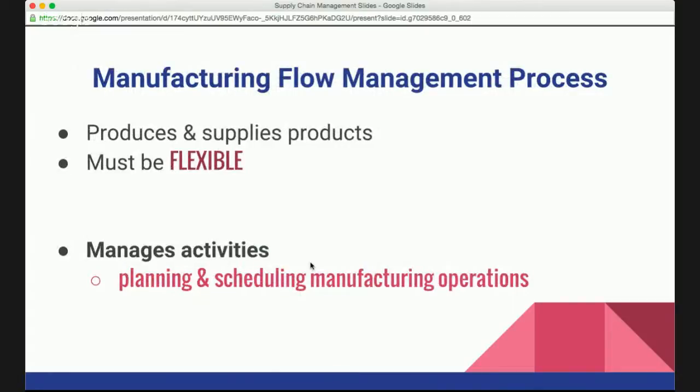The fourth step is the manufacturing flow management process. It produces and supplies products to distribution channels. This needs to be flexible in order to respond to the changing market. Managing activities related to planning and scheduling manufacturers occur here.